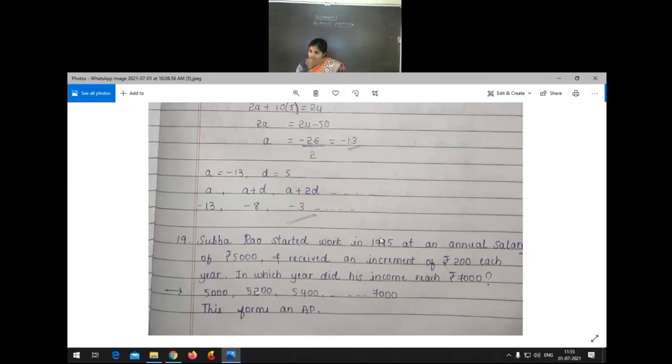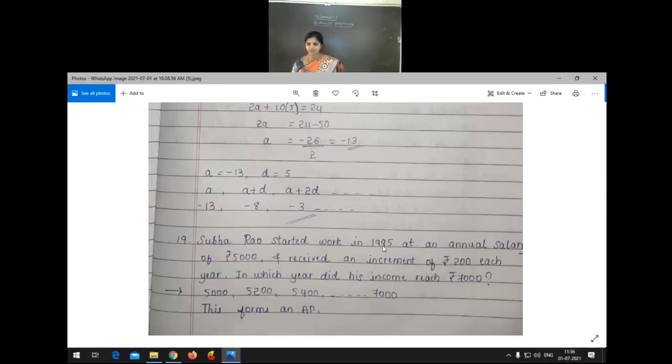In 1995 he got a salary of 5,000, then 5,200, 5,400. So we got one AP, and in that AP we got n is equal to 11. So total 11 years we have to wait to get the salary of rupees 7,000, counting 1995. Since 1995 is already the first year, we have to take 1995 plus 10, so then you will get the answer 2005.